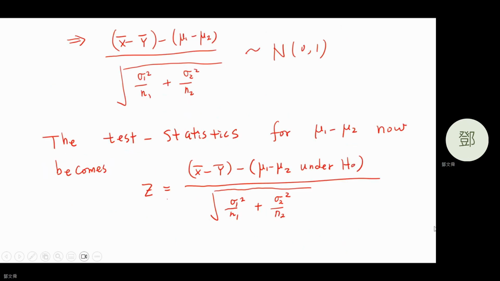So if we standardize, x bar minus y bar minus its mean value, divided by the standard deviation, the standard deviation becomes the square root of sigma 1 squared over n1 plus sigma 2 squared over n2, all right?